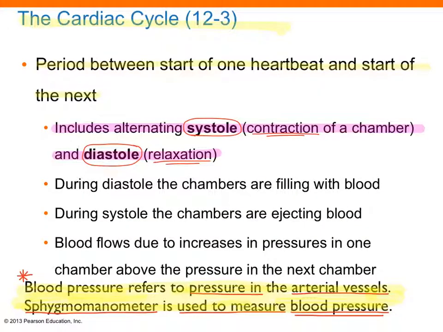Now let's begin the cardiac cycle. It's the period between the start of one heartbeat and the start of the next. It includes alternating systole, contraction of the chamber, and diastole, relaxation. During diastole, the chambers are filling with blood. During systole, the chambers are ejecting blood. Blood flows due to the pressure in one chamber rising above the pressure in the next chamber. Blood pressure refers to the pressure in the arterial vessels. A sphygmomanometer is used to measure the blood pressure.